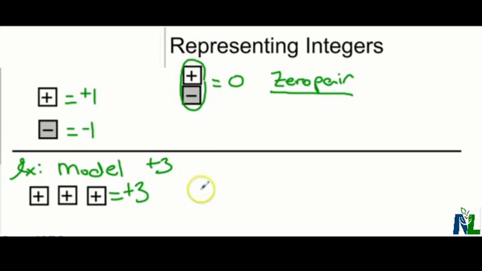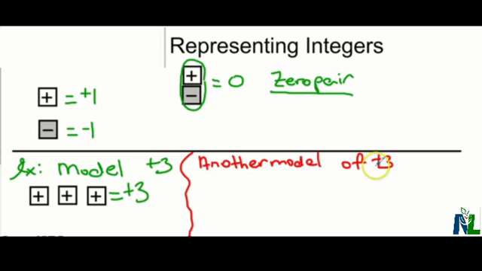But let's say, for instance, I wanted to be very creative and try to find a different way of modeling this number. So let's look for another model of positive 3. I'm going to try to do this time using zero pairs. So let's say I have a zero pair. I still haven't modeled positive 3. All I did was basically model 0.